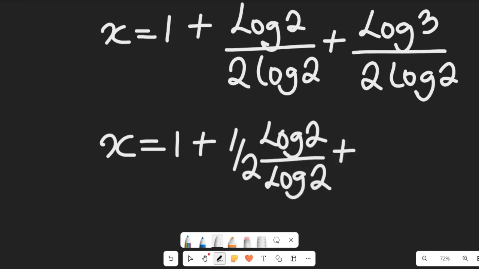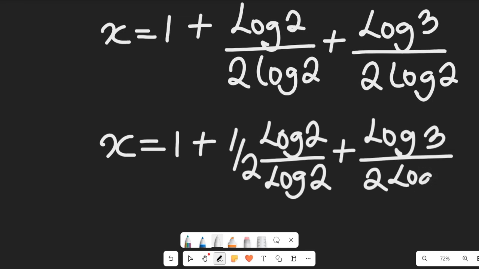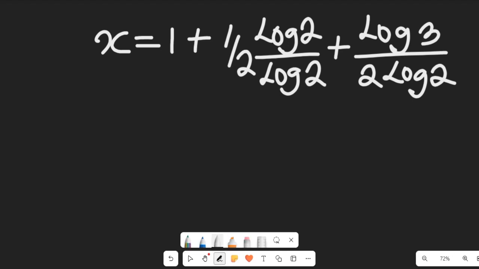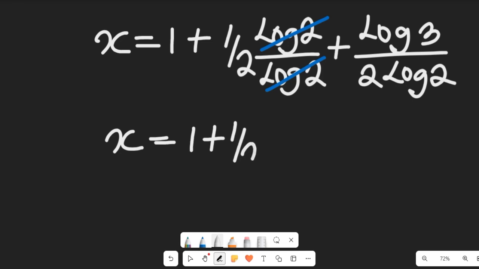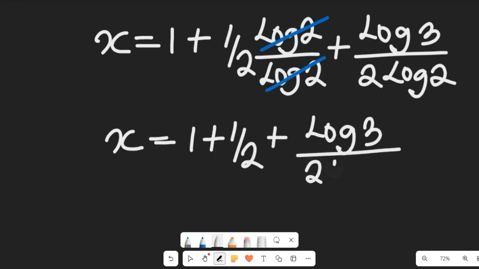And this will be plus log of 3 divided by 2 log of 2. Now, do we see something happening here? Of course, yes. Log of 2 can cancel out log of 2, and then we'll be left with our x equal to 1 plus 1 divided by 2 plus log of 3 divided by 2 log of 2. Great. So what do we have?